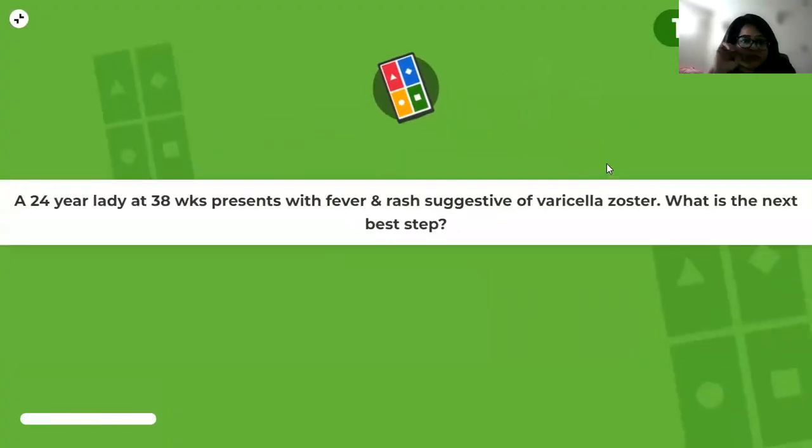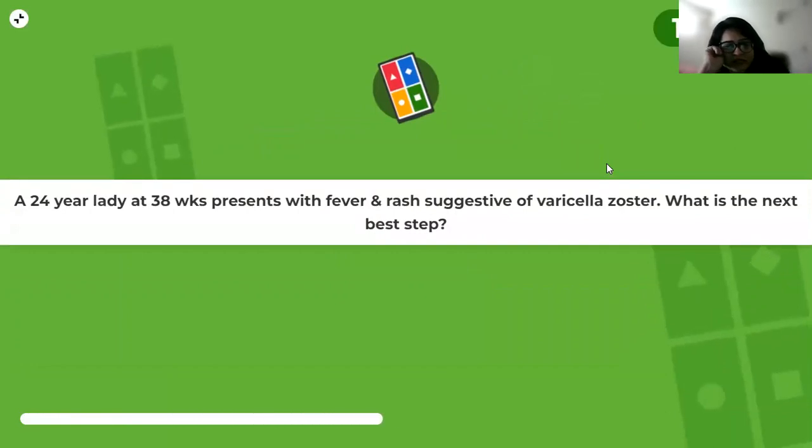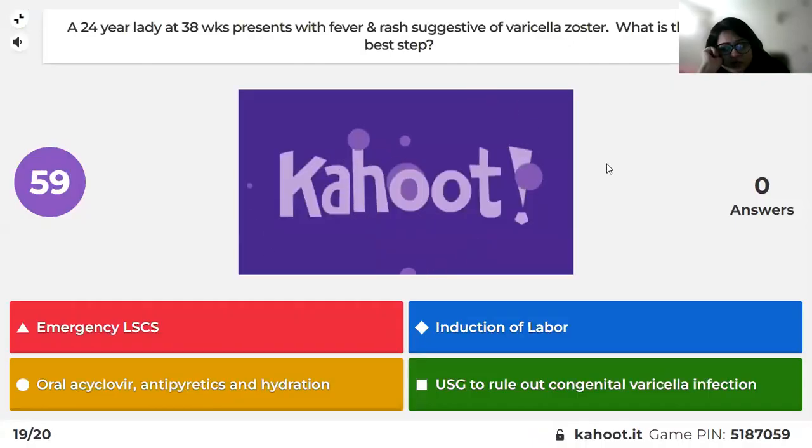No, last two questions. 24-year-old lady at 38 weeks presents with fever and rash suggestive of varicella zoster. What is the next best step? Infections in pregnancy. This is a very important question. Varicella at 38 weeks. What will you do?